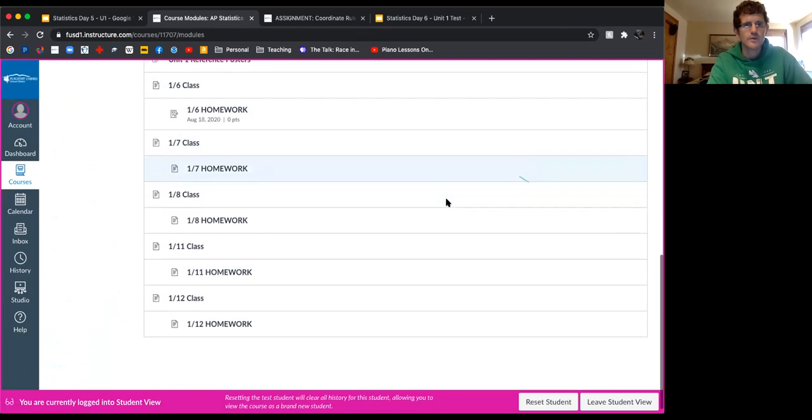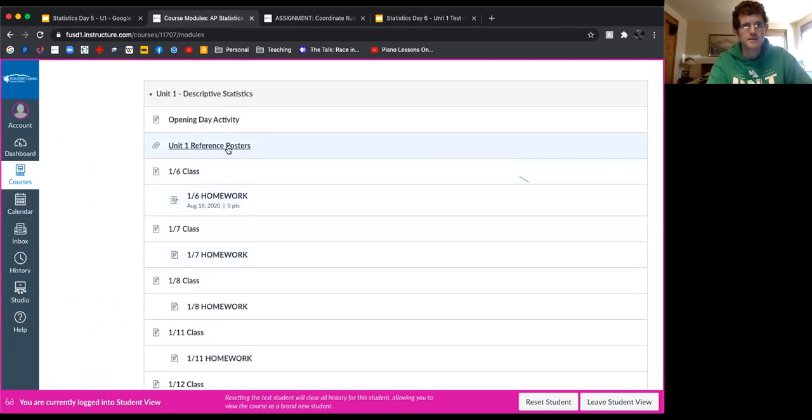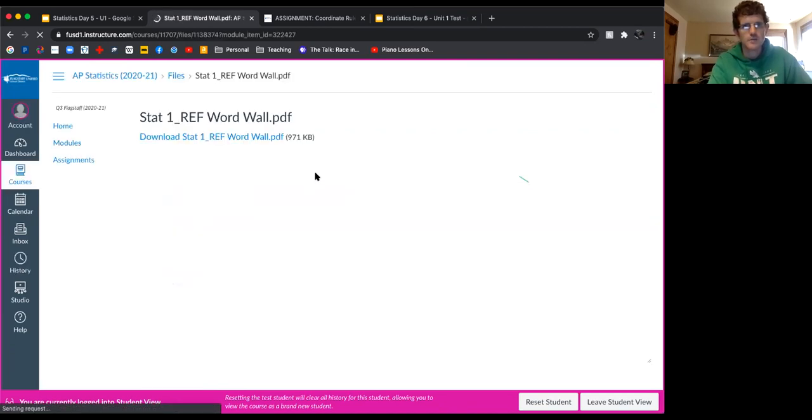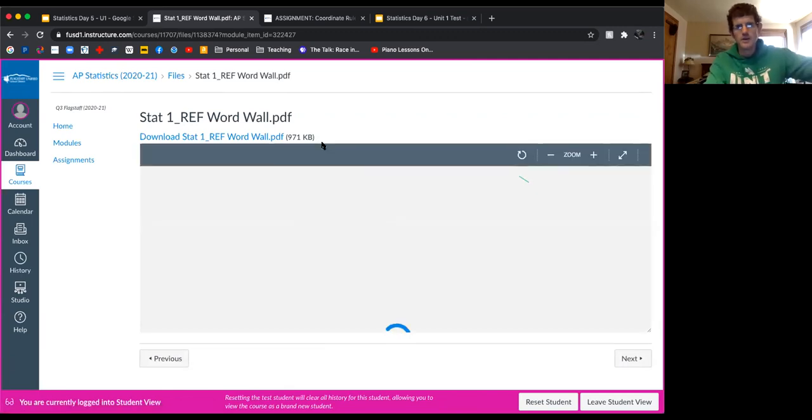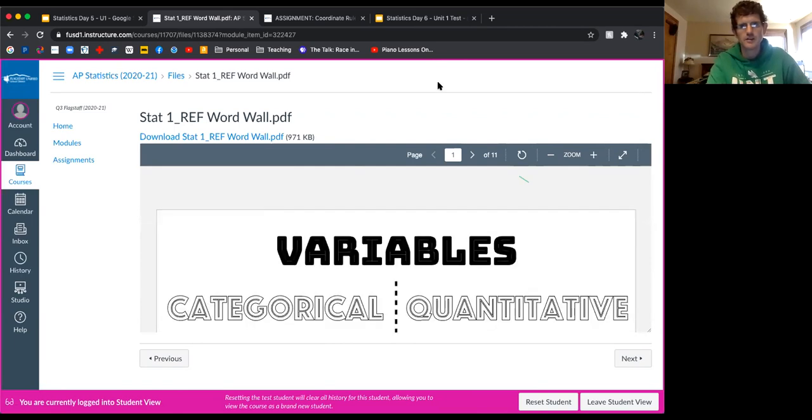So one thing you might have already been referencing, maybe you haven't ever looked at it yet, there are these Unit 1 reference posters. And I'll just pull them up real quick. These are things that, when you're taking your test at home, you have available. There's no problem with you looking at these things, looking at all your homeworks, looking at your book. You can have all the resources available when you do your test.